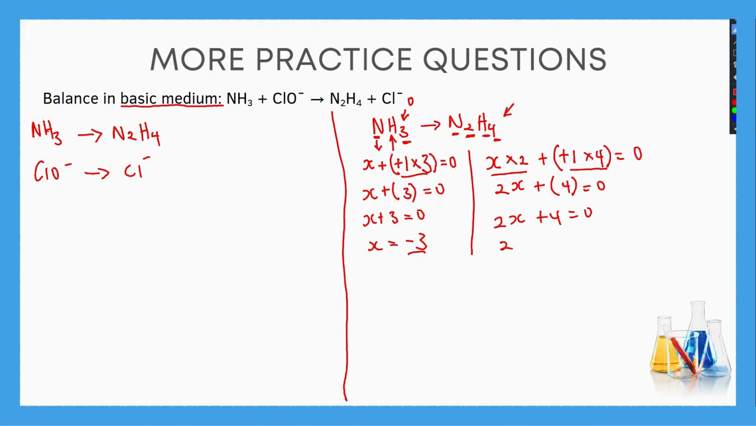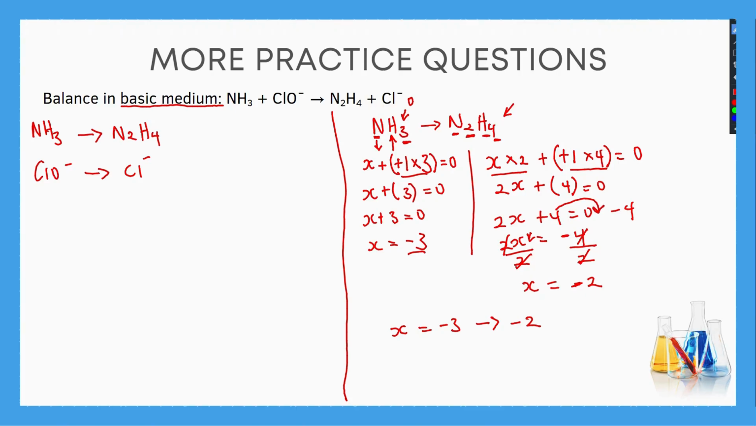Now we have 2X is equal to -4, because when we take this 4 to the other side, it becomes -4. So now we have -4 over 2 so that we can get this X. 2 cancels 2, 2 into -4. X is now equal to -2. So we have X going from -3 all the way to -2.